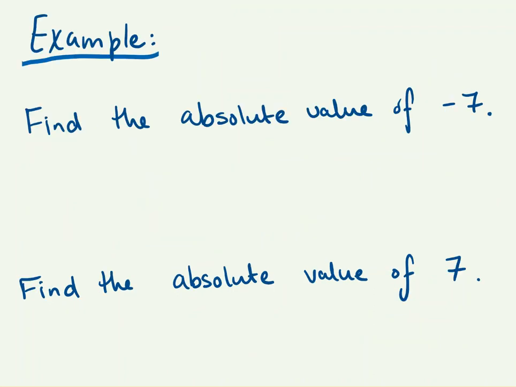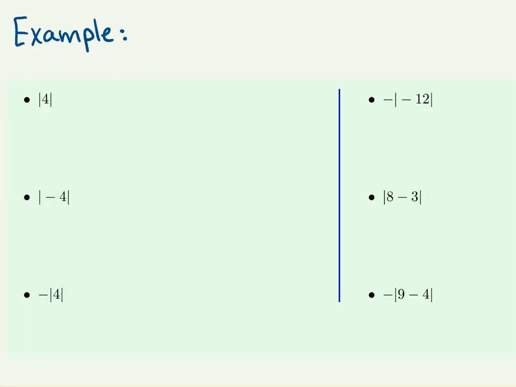Okay, we went through this example, but the absolute value of -7 would be written as the absolute value bars, -7, 7 units away from 0, as is the absolute value of just +7, also 7 units away from 0. So let's look at some order of operations first. We know the absolute value of 4. 4 is 4 units away from 0. Absolute value of -4. -4 is also 4 units away from 0, just in the opposite direction.